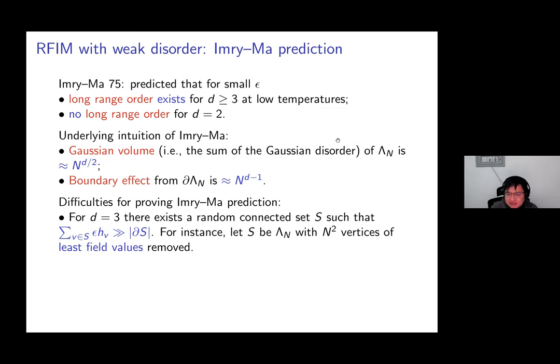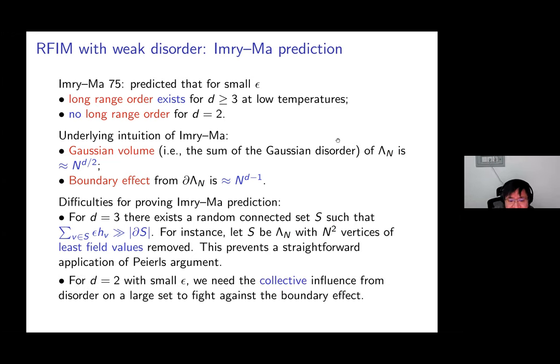For instance, we start with a 3D box, and we just throw away n squared vertices with the least field values. And this way, from a simple calculation, we see that the remaining set should have large Gaussian volume because we have dropped out all the small Gaussian values in the box. So this property that boundary size beats the Gaussian volume does not hold for all sets. It does not even hold for all connected sets. So this is another reason, and this echoes with the obstacle that Peierls' argument would face.